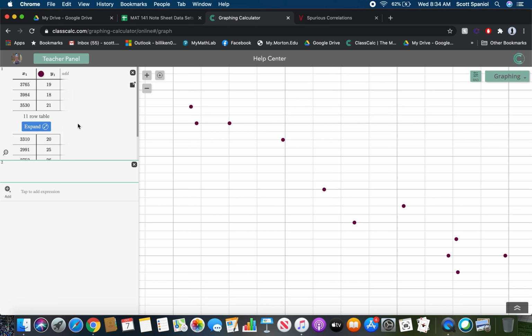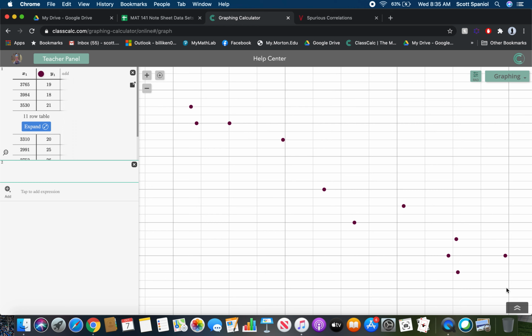So what type of relation appears to exist? Well, to me, that's a pretty strong linear relationship. And it definitely is negative. As the weight goes up, as we move along the x-axis, the y values go down. So this would be a negative linear relationship.